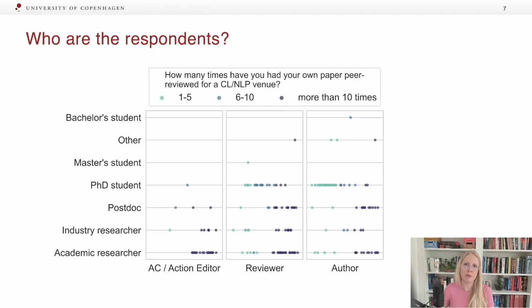We asked the respondents for their career status and their experience receiving peer review. We received most responses from academic researchers, PhD students, and postdocs, and overall fewer industry than academic researchers responded to the survey. Responses on experience with receiving reviews are in line with the expected pattern, mainly that it is the more senior researchers who have had their work reviewed more than 10 times, but we also see 65% of the PhD students who had served as reviewers went through peer review more than 5 times, as opposed to 24% of PhD students in the author role.